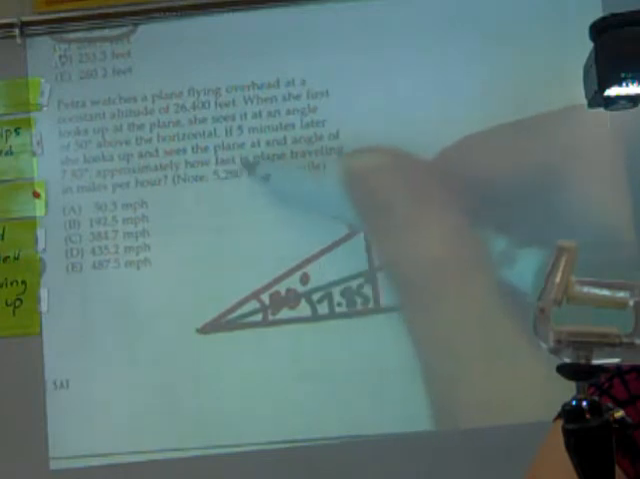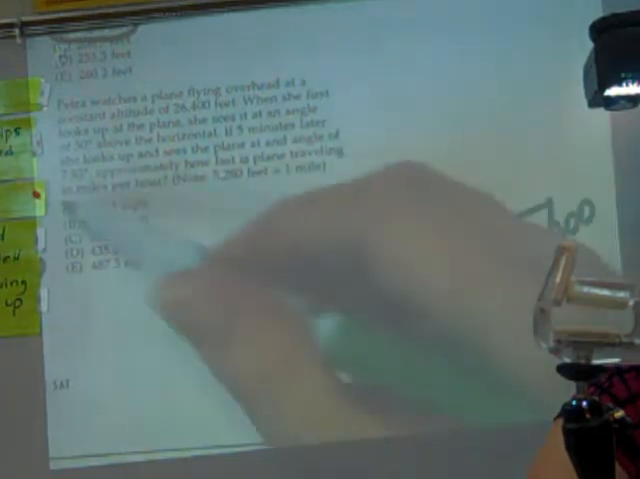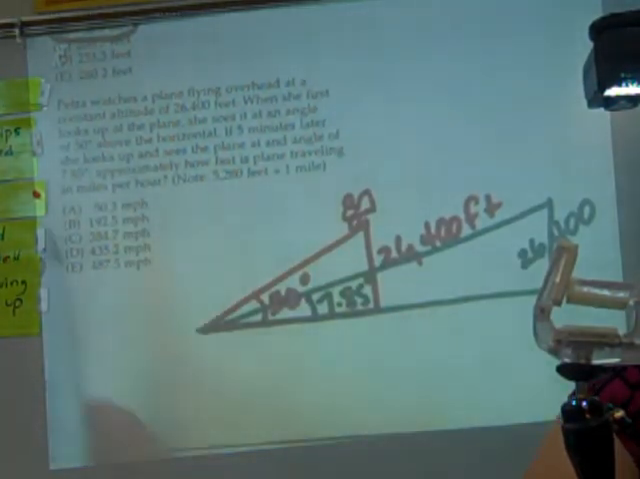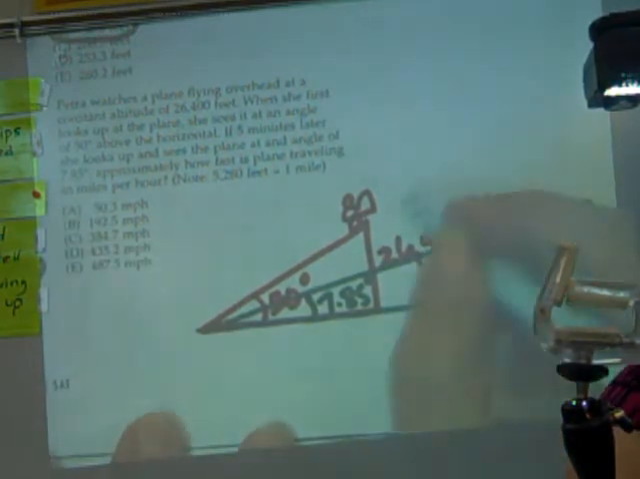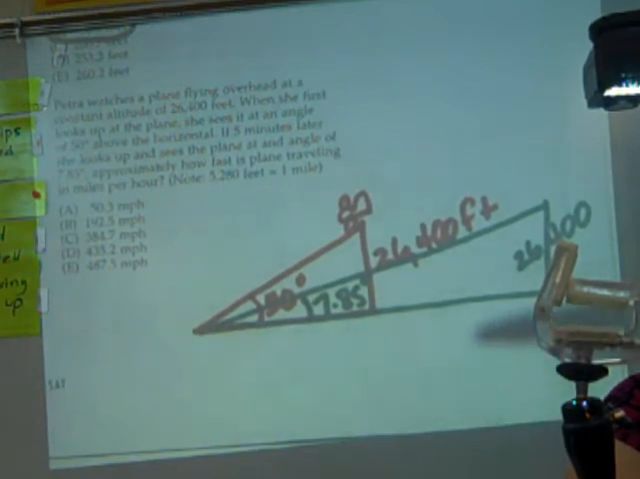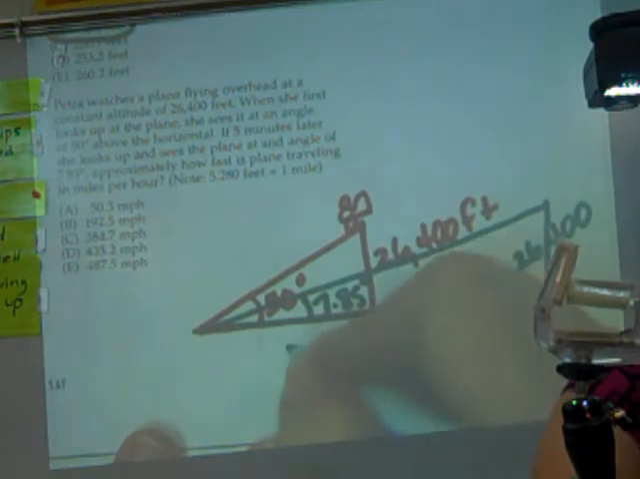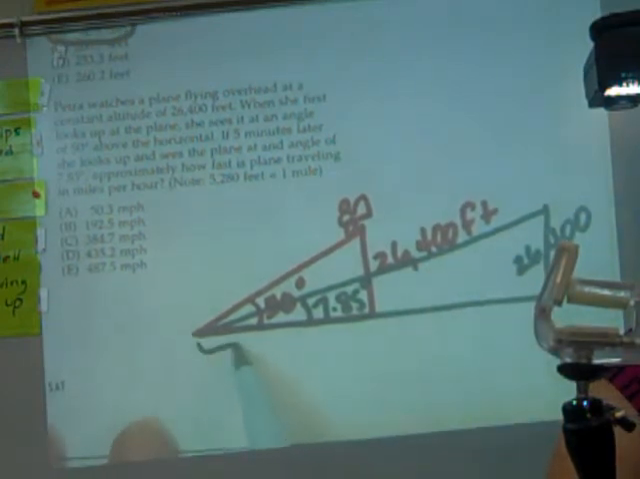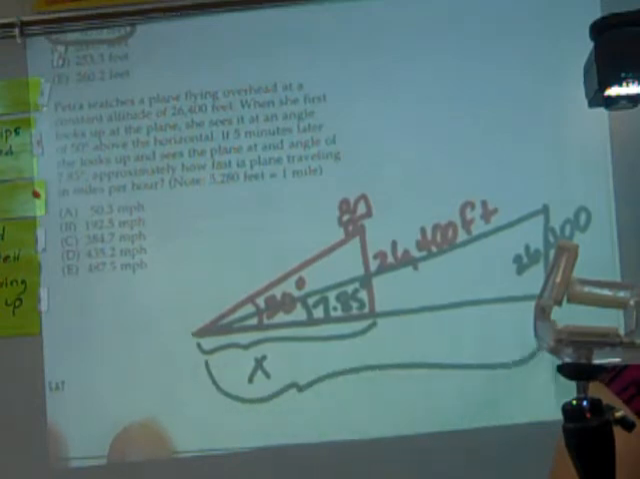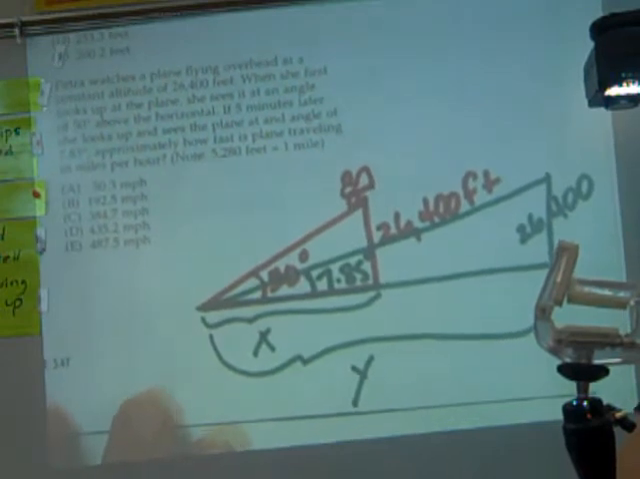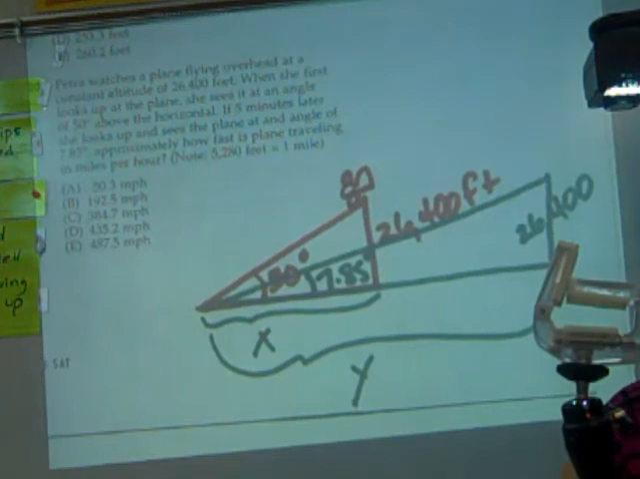All right, so approximately how fast is the plane traveling in miles per hour? So we know that it went, what we need to do is figure out what distance did it go in those 5 minutes, and then we can translate that into a speed. So what you're going to do is figure out how far was the plane from her when she first saw it, and then how far was it when she saw it the second time. What's the difference between those? That'll tell you how far it went in 5 minutes, and then you can translate that to miles per hour.